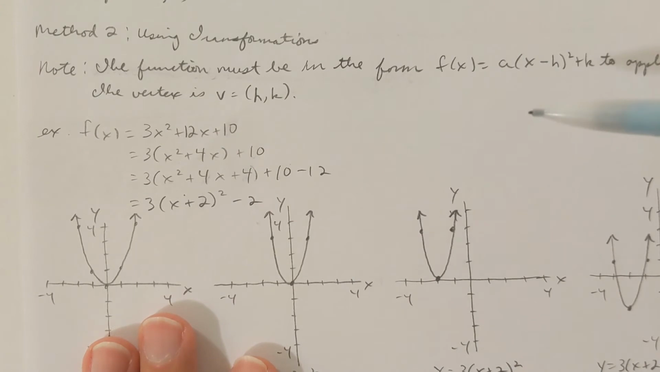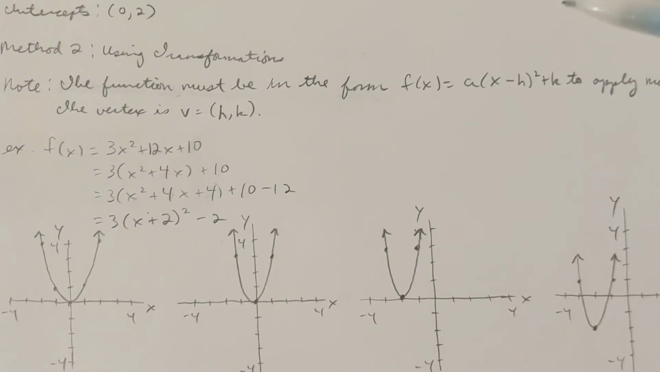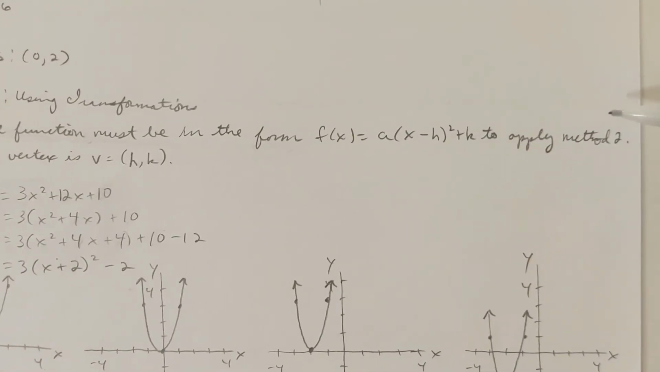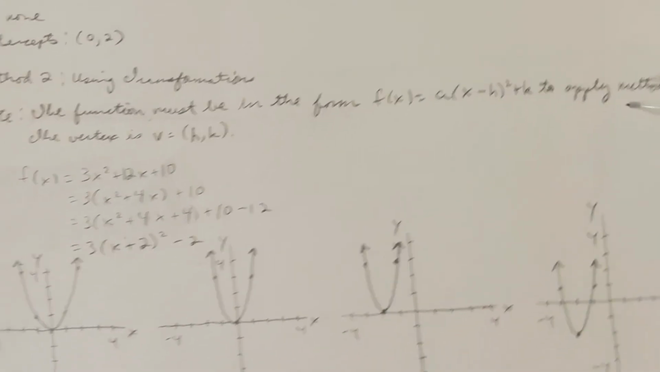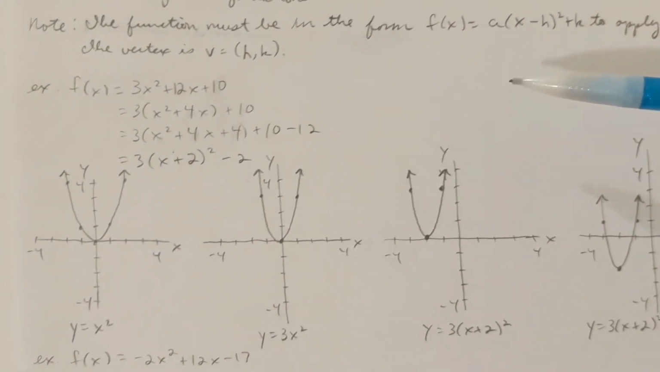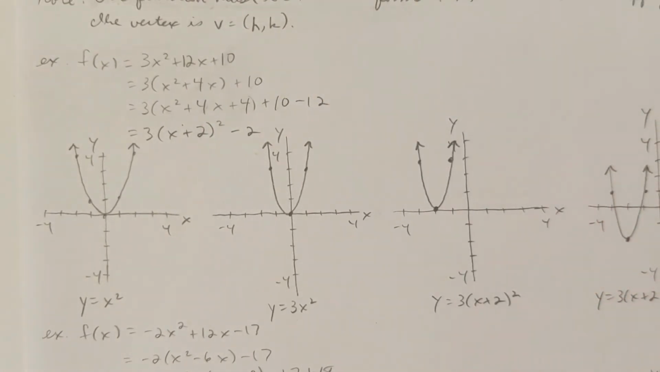Another method for graphing a parabola is to use what we know about transformations. As a note, the function must be written in the form f of x equals a times x minus h squared plus k to apply method 2. The vertex is at the point h, k. So f of x equals 3x squared plus 12x plus 12.